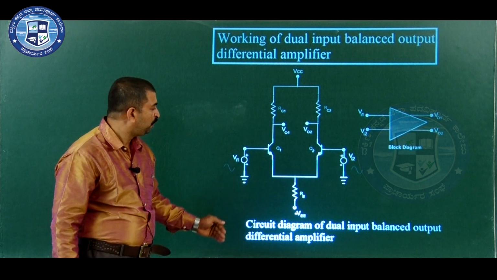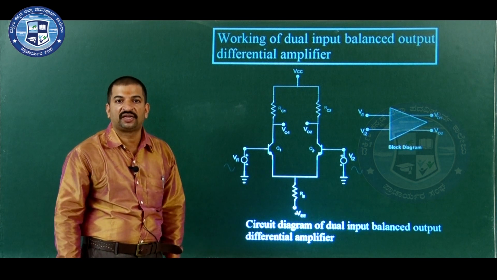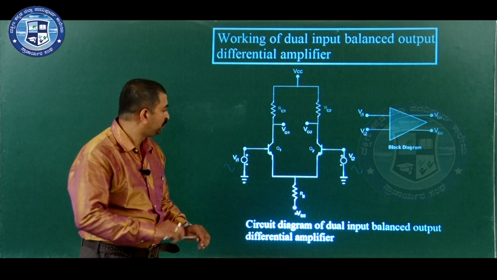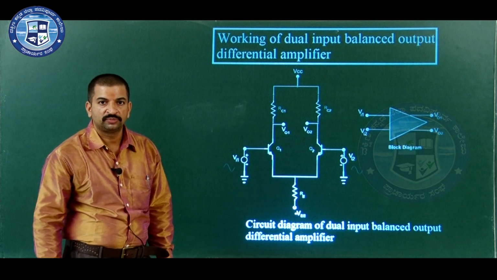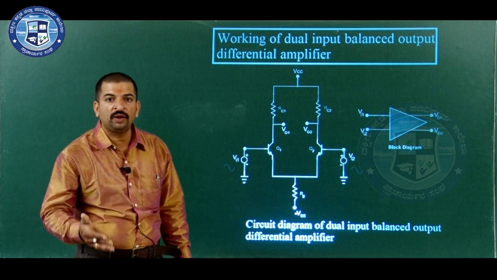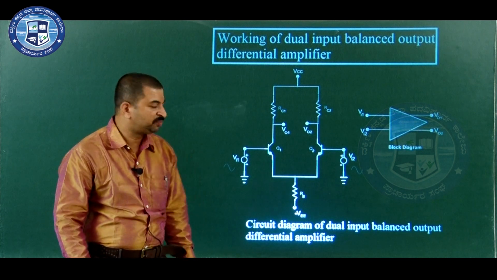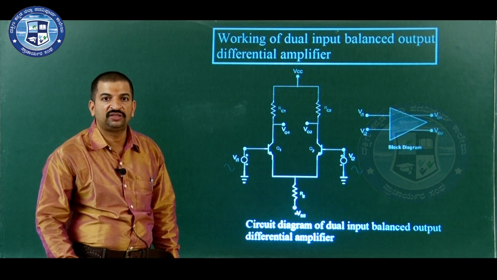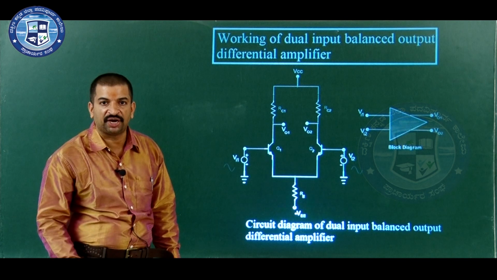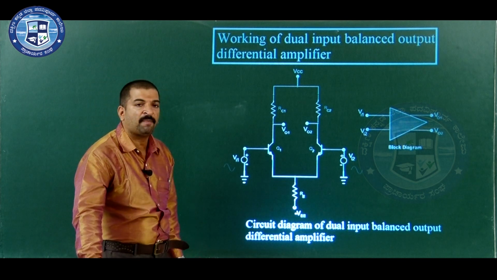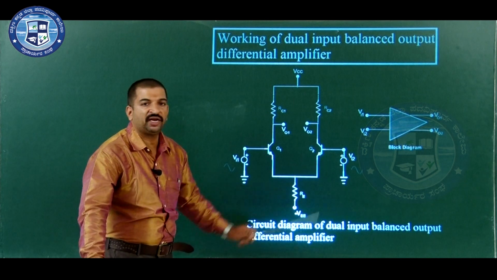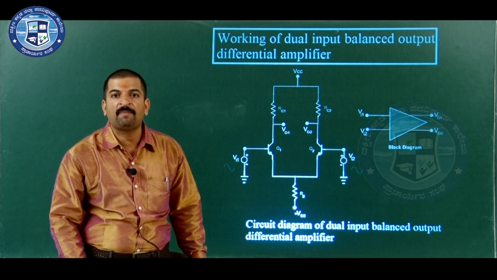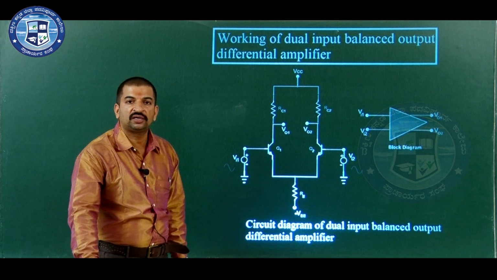Now, what happens? When both input signals are applied simultaneously, the actual input signal to the circuit becomes Vin1 minus Vin2. The difference between the two input signals gets amplified. This is because both input signals will flow through the same emitter resistor Re, and these input signals get subtracted. So, the net input voltage to the amplifier now becomes Vin1 minus Vin2. The difference between the two input signals gets amplified and is available across the collector terminals of the transistors.